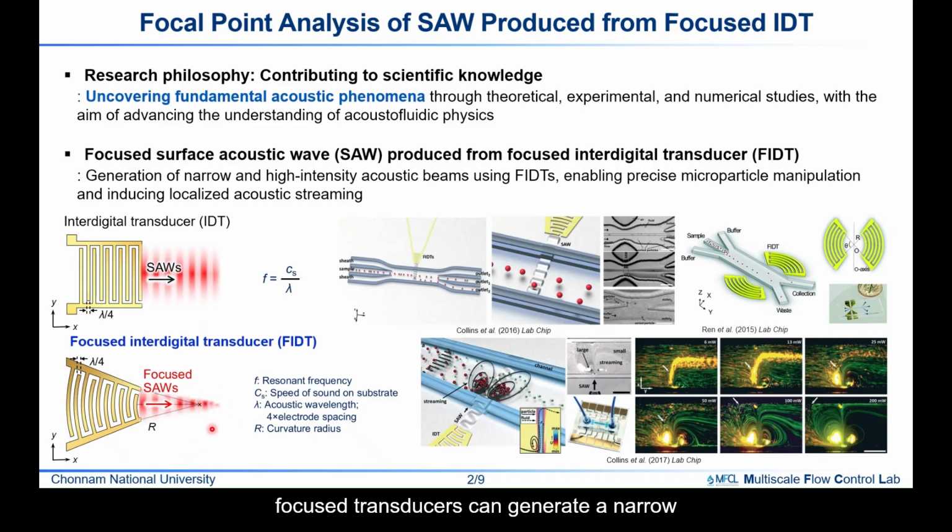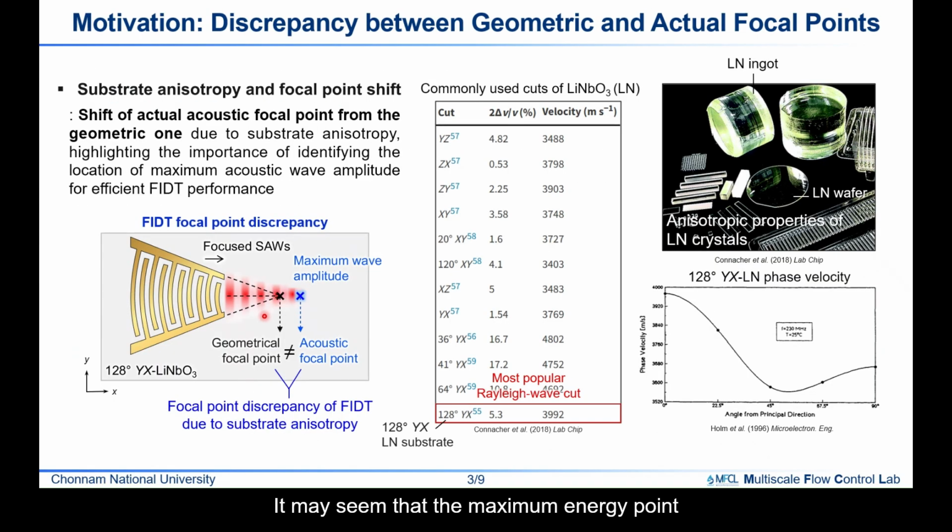So focus transducers can generate a narrow and strong beam, making them especially effective for manipulating microflows or particles smaller than 3 micrometers. It may seem that the maximum energy point is located at the geometrical center of this focus transducer. However, that's not actually the case.